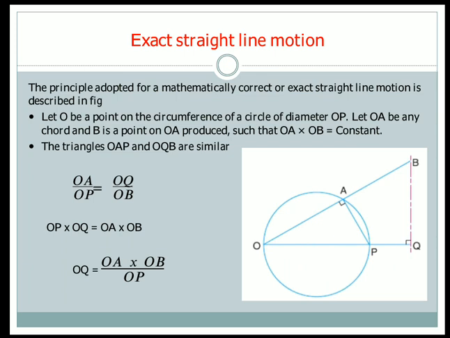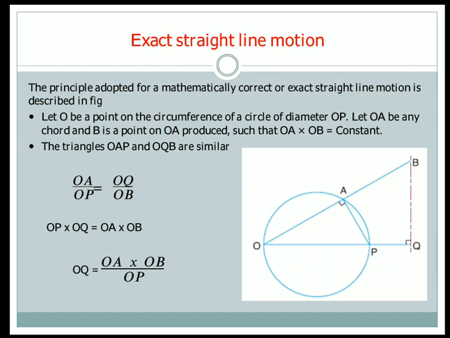Let us take triangles OAP and OQB. In triangle OAP, at point A the triangle is right angle, and in triangle OQB, at point Q it is right angle. So these are similar triangles, and we shall take the ratio of OA by OP. OA by OP is equal to OQ by OB. Let us cross multiply this. OA into OB is equal to OP into OQ. So OQ is equal to OA into OB divided by OP.